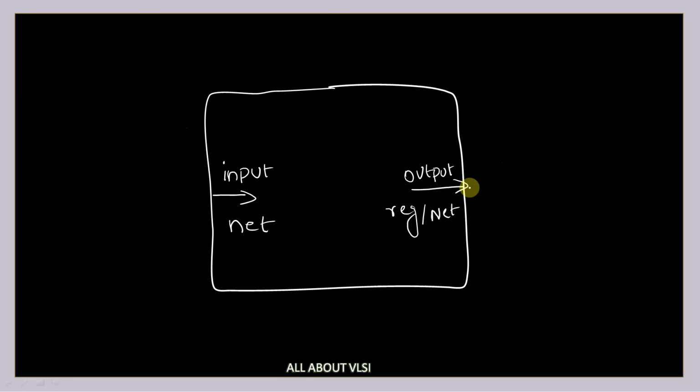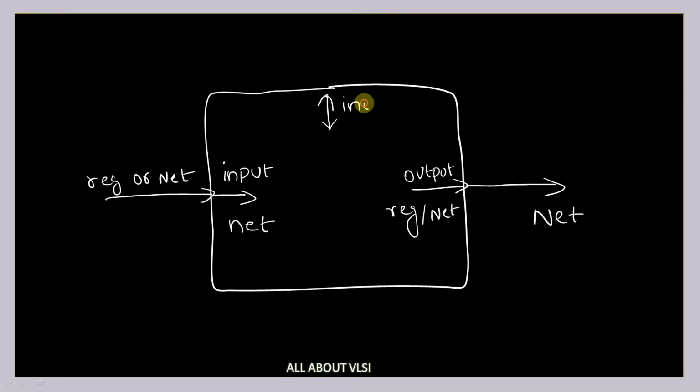The test bench or any other module connected with the output port of our design should be of net only. And the test bench or any other design connected with the input port of our design can be of reg or can be of net. There will be one more port, the in-out port, and this in-out port can be of net only. Outside the module also it should be of net only. This diagram you need to remember for connecting the different modules.